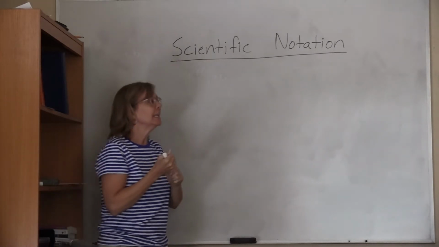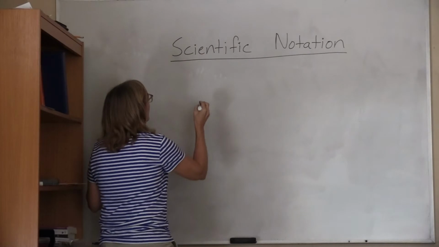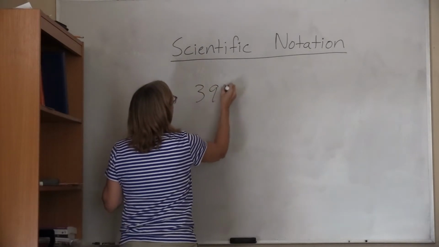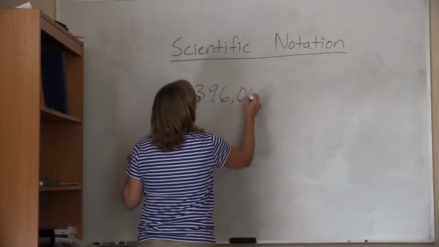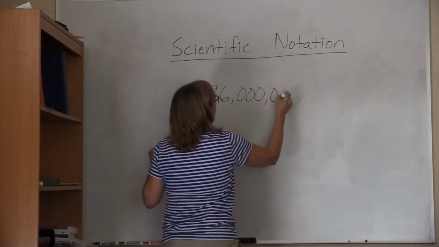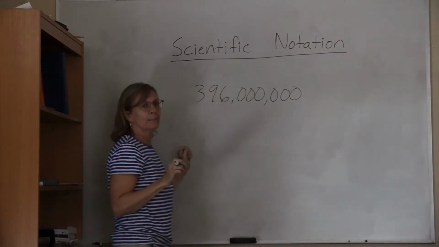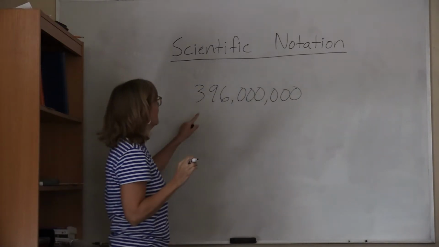So it could be really unwieldy if I'm writing something like a big number like this. Now I can read that. That's 396 million. But we're going to get bigger in a minute.